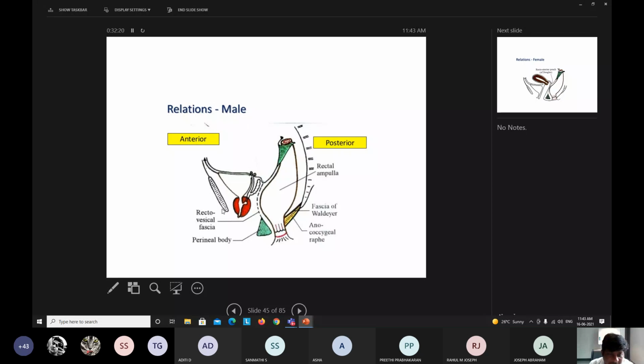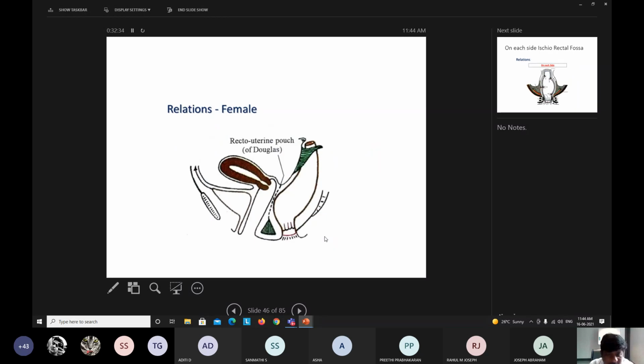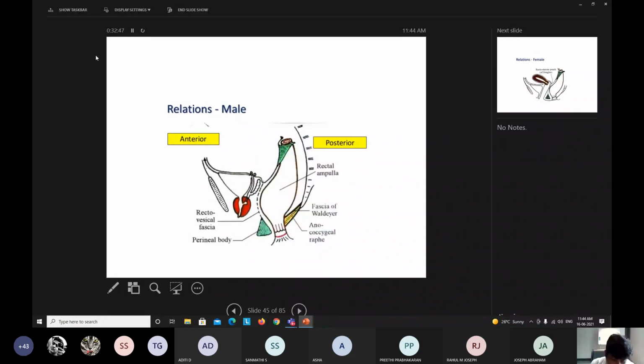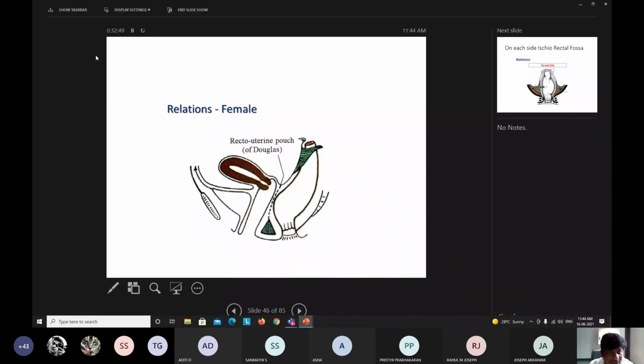Again, relations in male: the anal canal is related anteriorly to the perineal body and the bulb of the penis, and posteriorly to Wilder fascia and the anococcygeal raphe. In female, anteriorly it is related to the perineal body and the lower part of the vagina, and again the anococcygeal raphe is present in the posterior aspect.